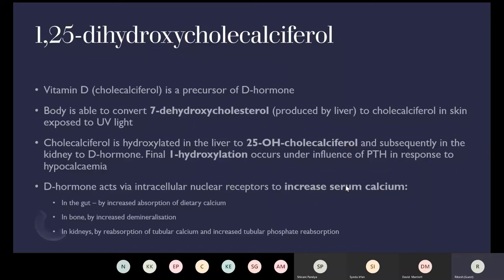Cholecalciferol is hydroxylated in the liver to 25-hydroxycholecalciferol, and in the kidney it's then changed to D hormone, with the final 1-hydroxylation under the influence of parathyroid hormone in response to hypocalcemia. D hormone acts via intracellular nuclear receptors to increase your calcium. D hormone acts in the gut, so you absorb more calcium from the diet. In the bone, it increases demineralization, and in the kidneys it increases reabsorption of calcium and of phosphate.